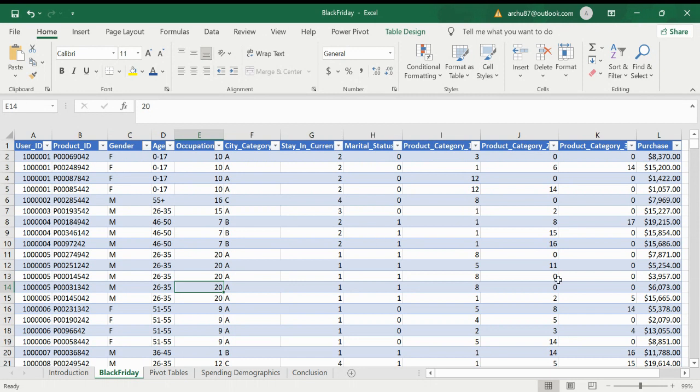Even the purchase, which is a quantifiable amount, needed to be converted into currency, so that particular column is converted into currency. The whole data is also converted into tabular form and formatted so that we can make changes as we progress, since we need pivot tables for this particular data set.